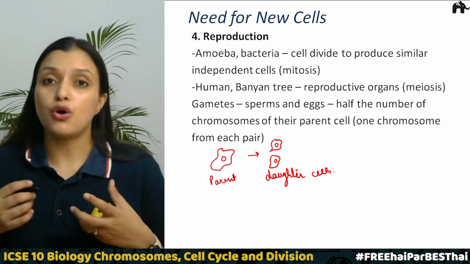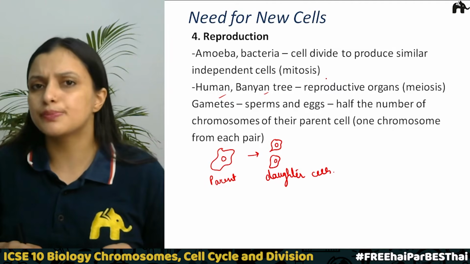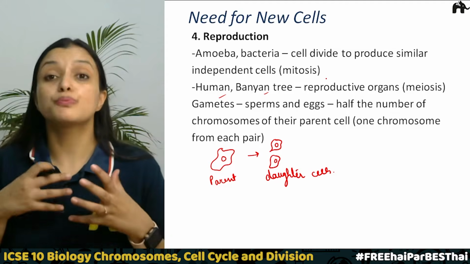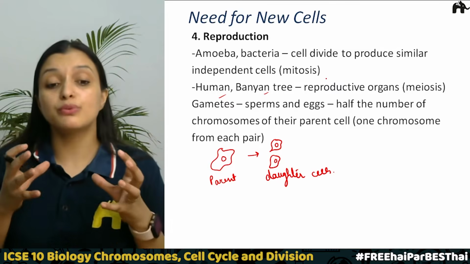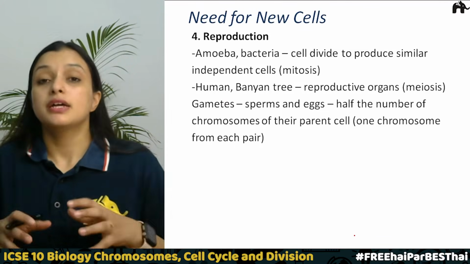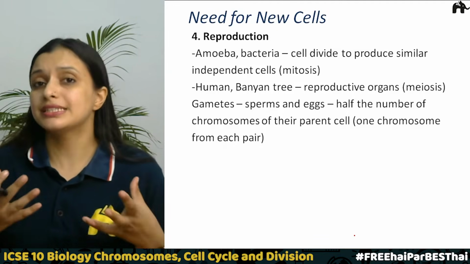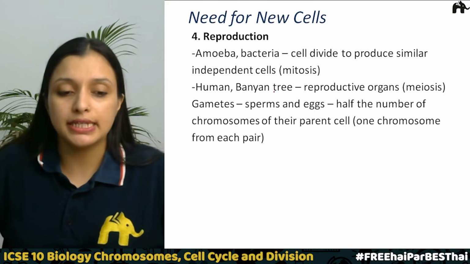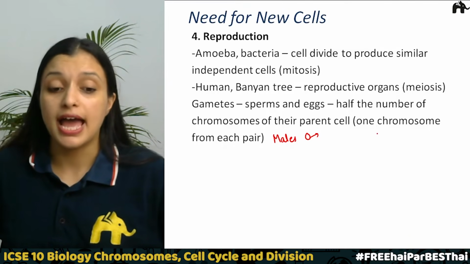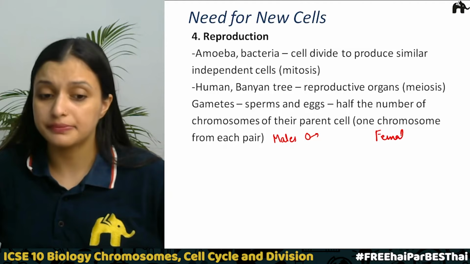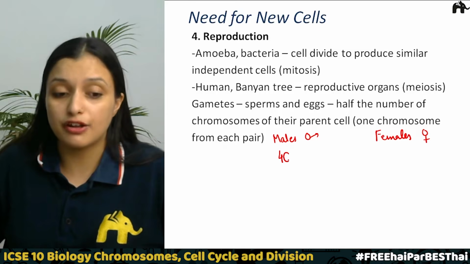Now coming to humans or a banyan tree, there are reproductive organs. These reproductive organs produce gametes, a male gamete and a female gamete, and with the help of these gametes they reproduce. Very interesting and easy to understand is the case of humans. In the case of human males, we show it like this, and there are females, which we mark like this. How many chromosomes are there? There are 46 chromosomes.